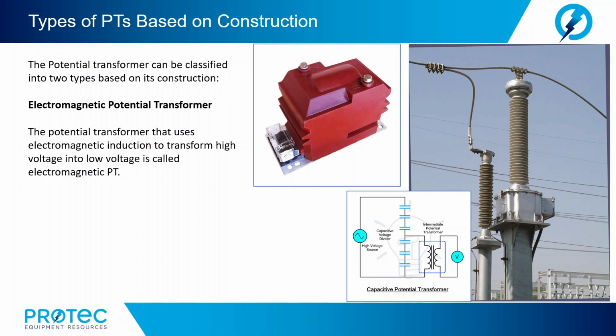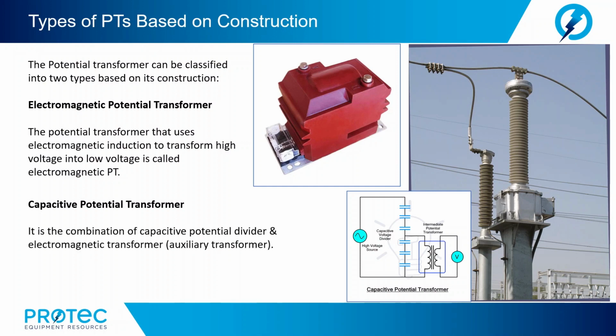The drawback of electromagnetic PTs is its insulation problem at high voltages, due to which its design becomes very complex for voltages above 10 kV. Therefore, capacitive dividers are used in the following type to eliminate the insulation problem. And that introduces us into the capacitive potential transformer.